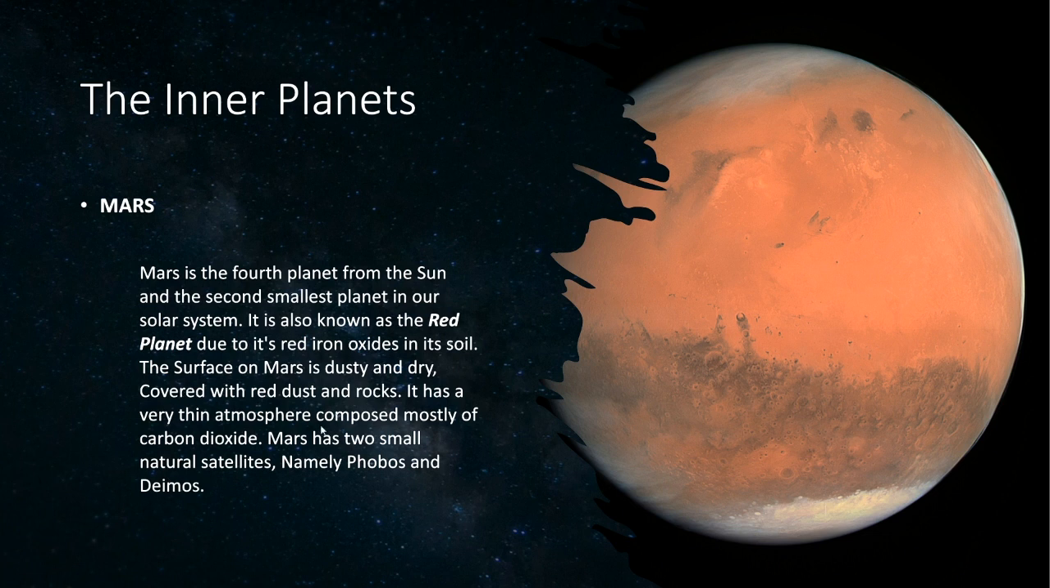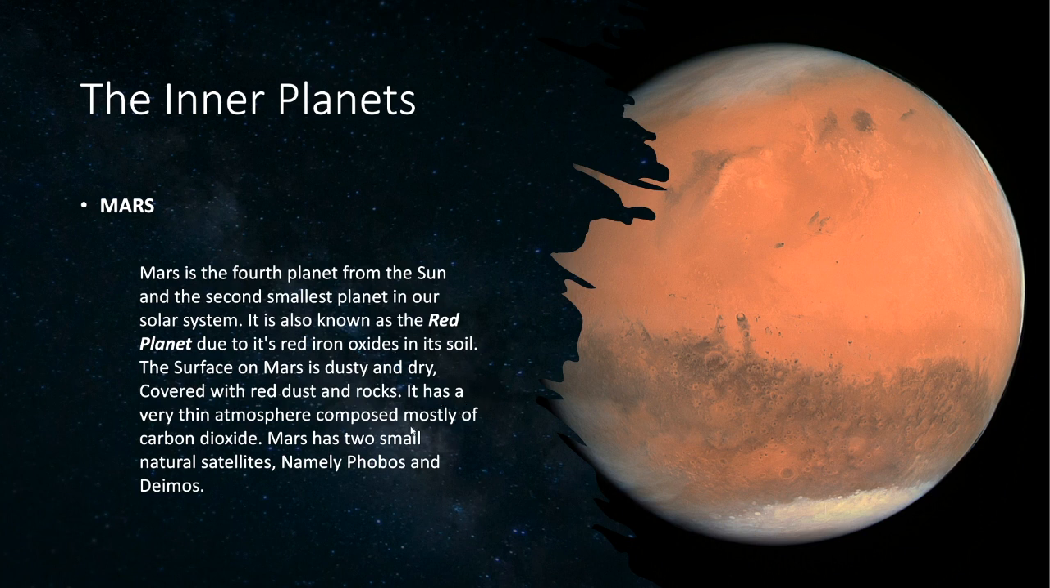Mars is the second smallest planet in our solar system. Mars is the fourth planet from the Sun. It is also known as the red planet due to its red iron oxides. It takes 678 days to revolve around the Sun.